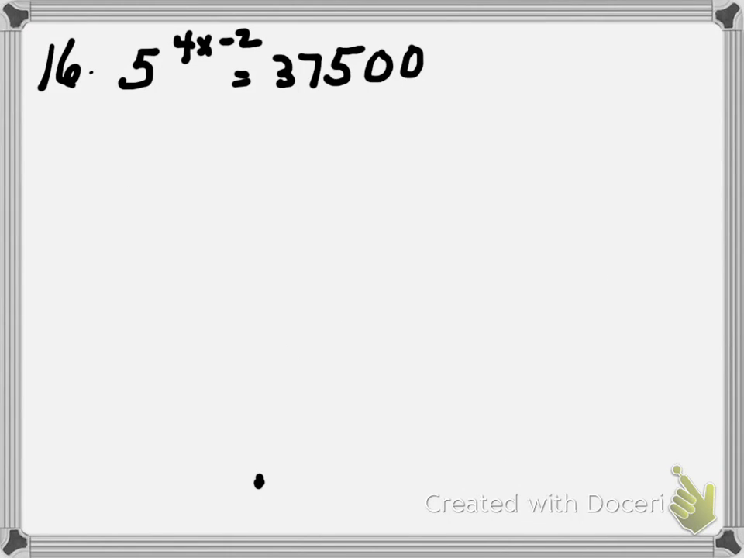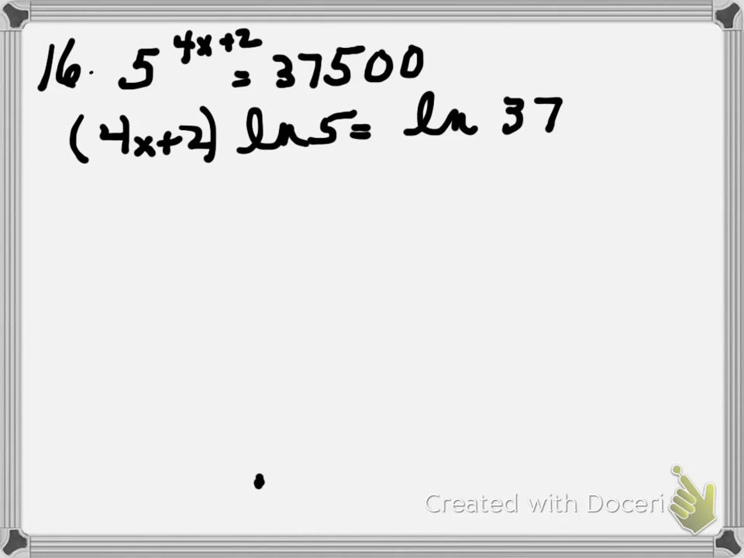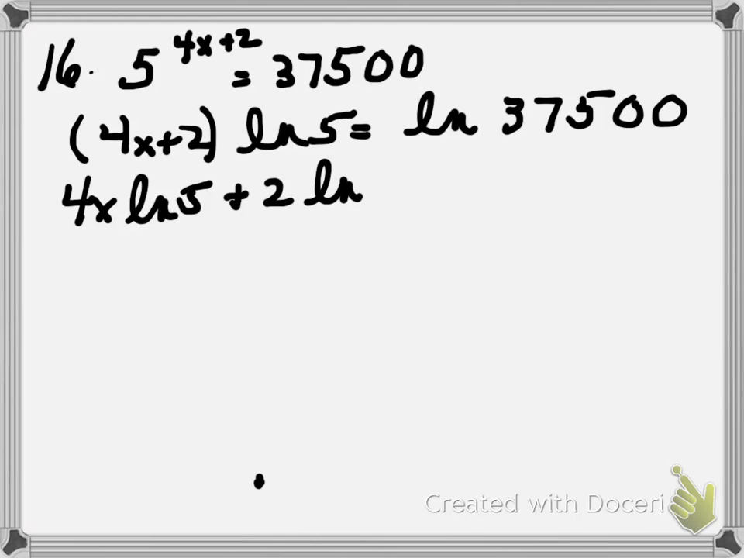Because we have two sides of the equation that we can't simplify down to a common base, I'm going to take the ln of both sides and bring the power down: (4x + 2) times ln of 5 equals ln of 37,500. Then distributive property, 4x ln of 5 plus 2 ln of 5 equals ln of 37,500.